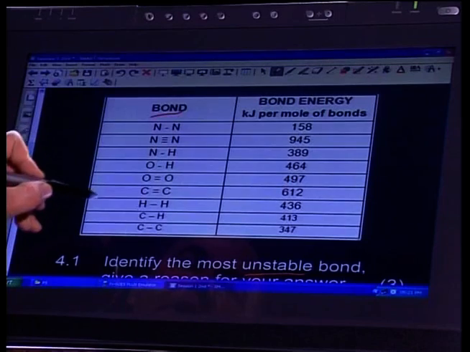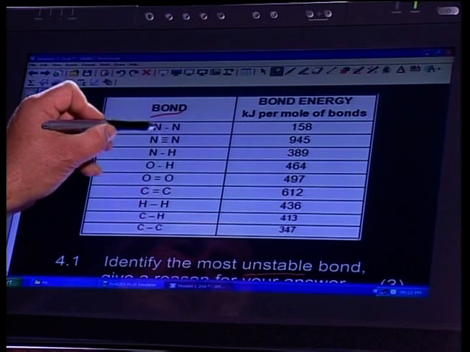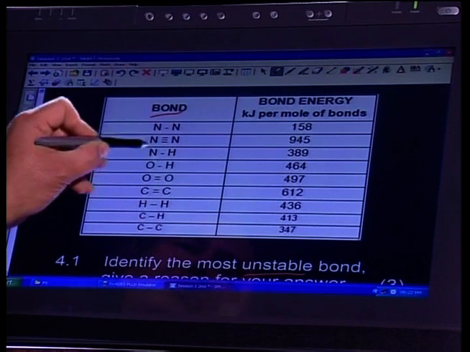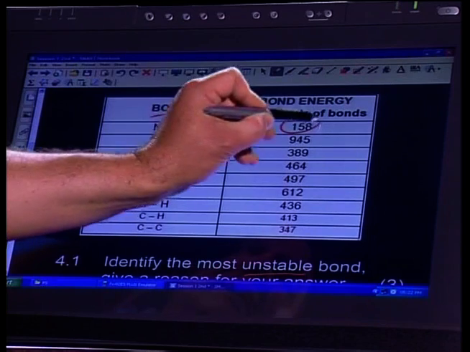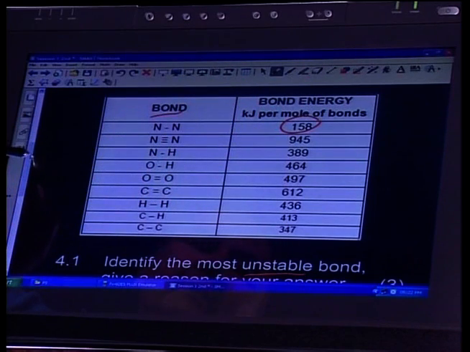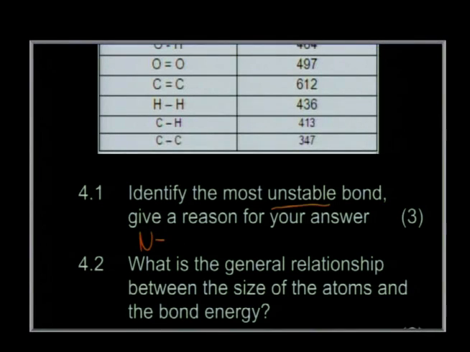So let's go and have a look at that. Well, immediately you should recognize that this doesn't happen very often. Nitrogen to nitrogen is normally a triple bond as a molecule. Nitrogen to nitrogen, look how weak it is. Has a low bond energy, and it's the lowest of all those on the table. So I would say that nitrogen to nitrogen, single bond, is the one that we must identify. So that's the one that is unstable. And the reason it is unstable is because it has the lowest bond energy.